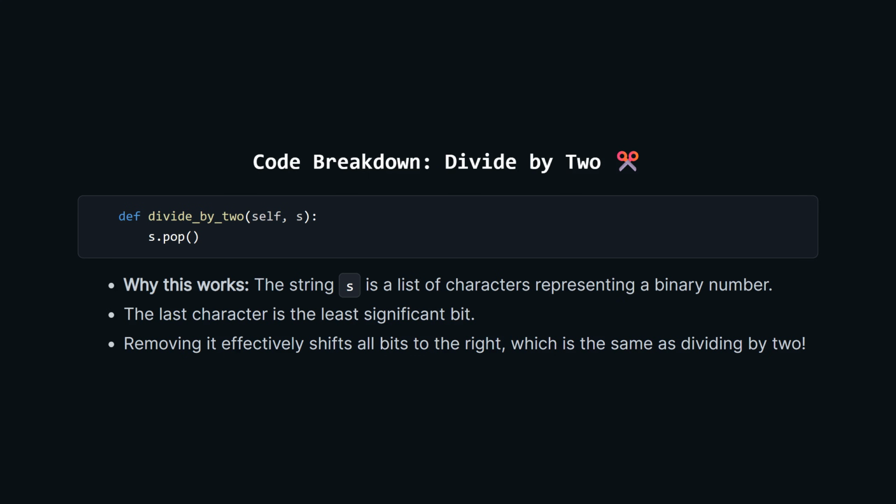Our first helper function is super simple. The function to divide by 2 just takes our list of characters and removes the very last item. Because this is a binary number, dropping the last digit shifts everything to the right by 1 place. In the binary world, a right shift is exactly identical to integer division by 2.